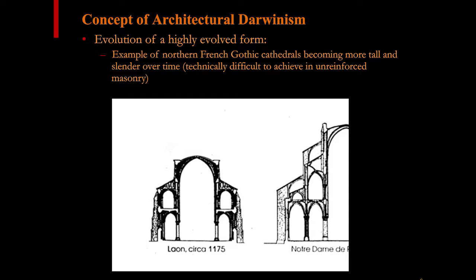So unreinforced masonry, the wind's blowing on that really hard. That's a very tall building. There's no steel, there's no reinforcement. How do we make that stand? So they evolved that form, and it was kind of a trial and error process, and there were some bumps in the road along the way.